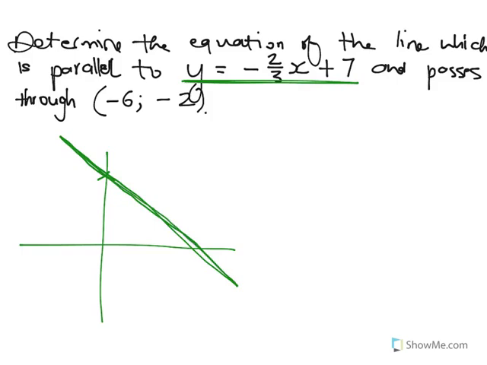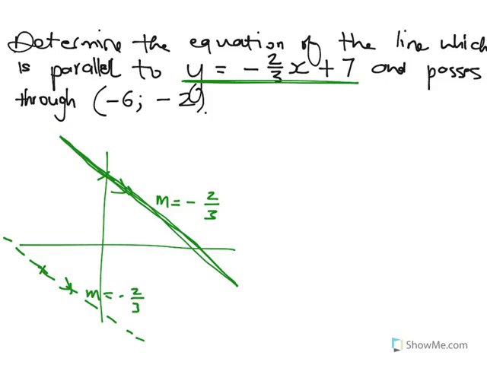So this is y is equal to minus 2/3 of x plus 7. And the line that we're looking for is parallel to it, and it passes through the point (-6, -2). So let's just say that that's somewhere over here. So my line is going to be something like that, right? Something that's parallel to this guy. And so what we know about parallel lines is that their gradients are equal. So the gradient of this line is minus 2/3, which means the gradient of this line will also be minus 2/3.